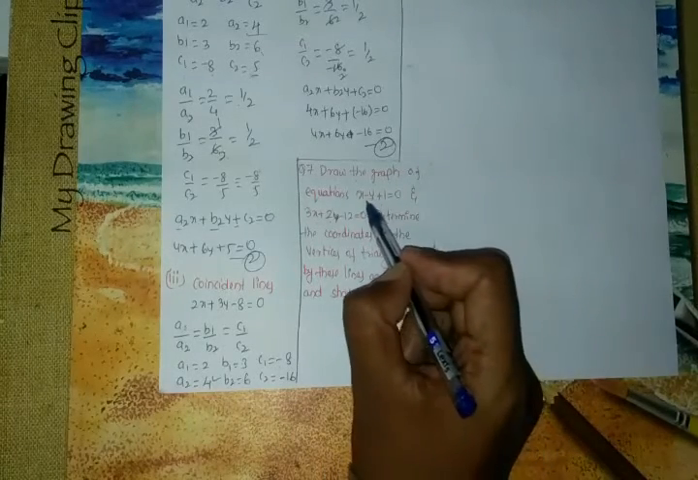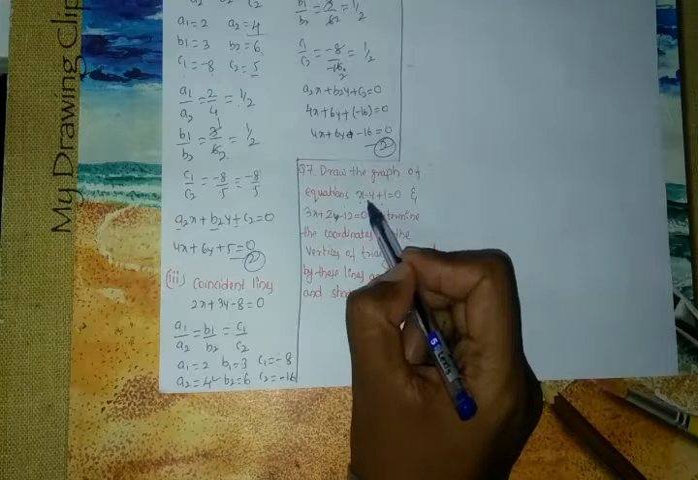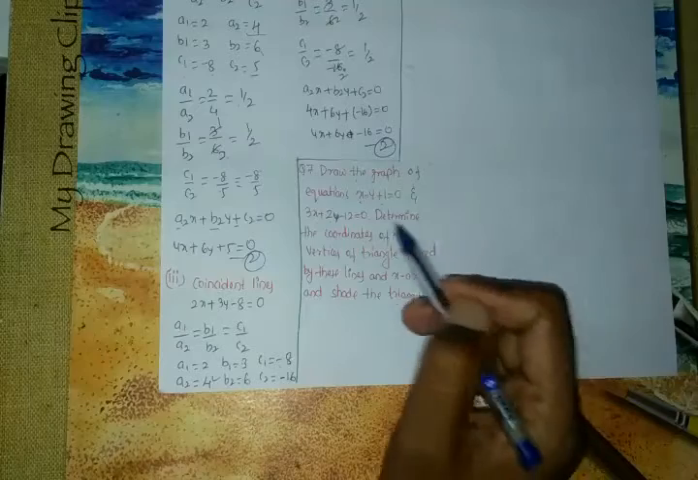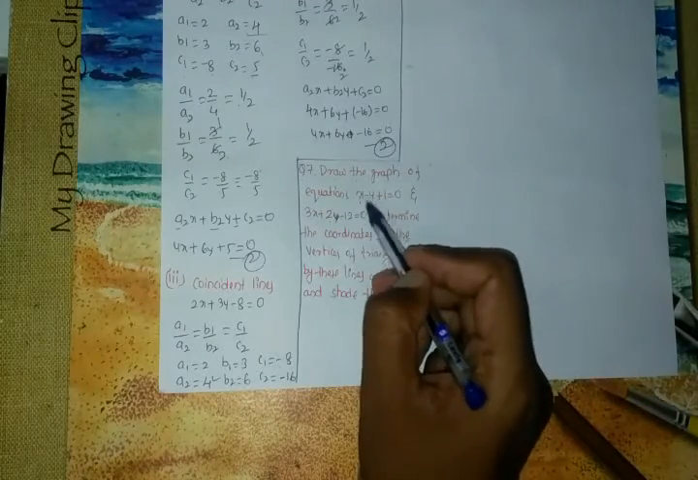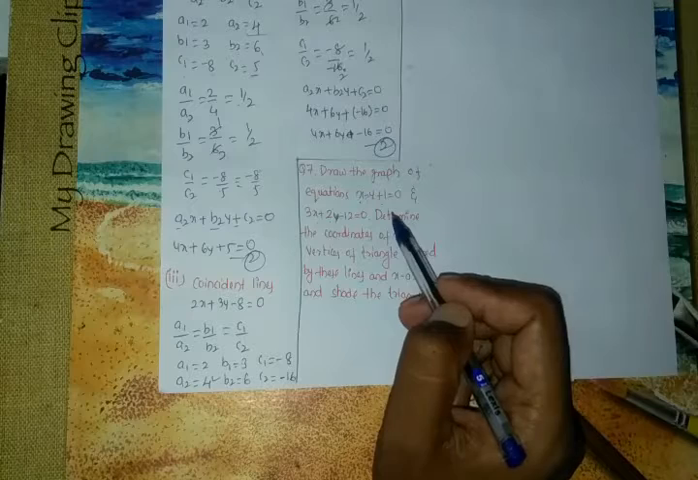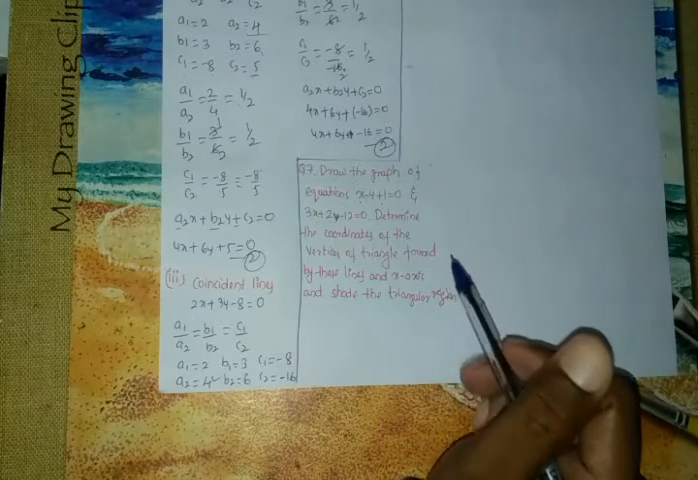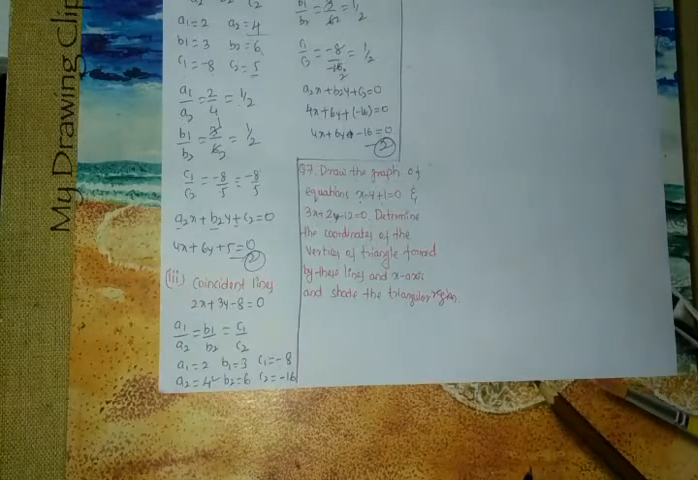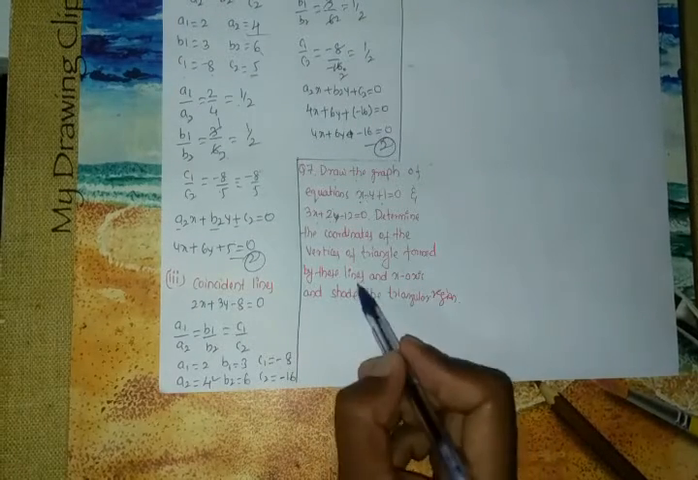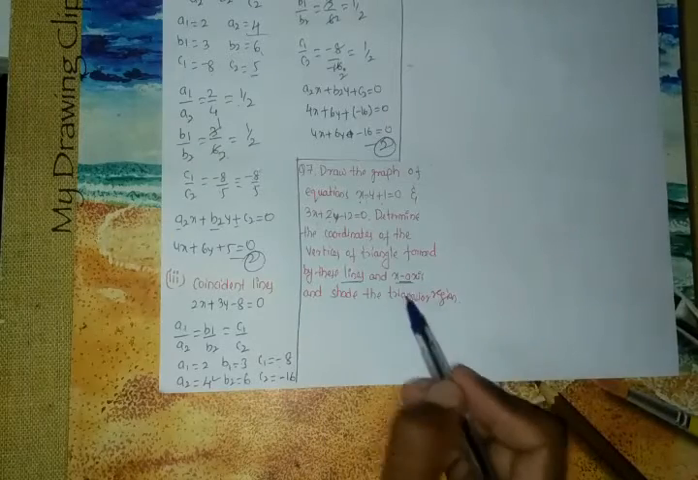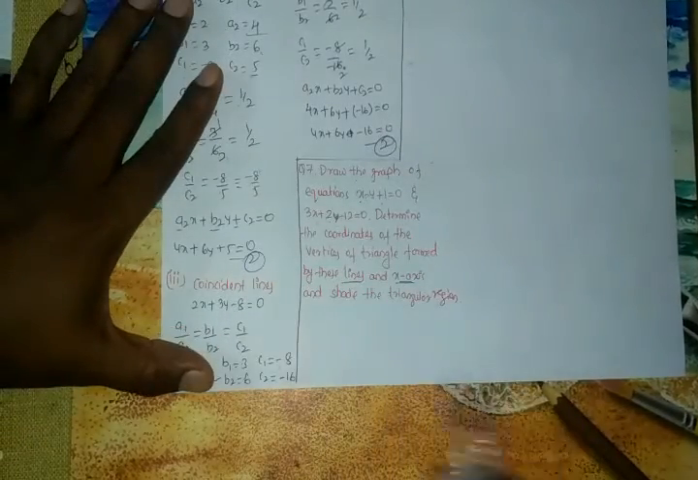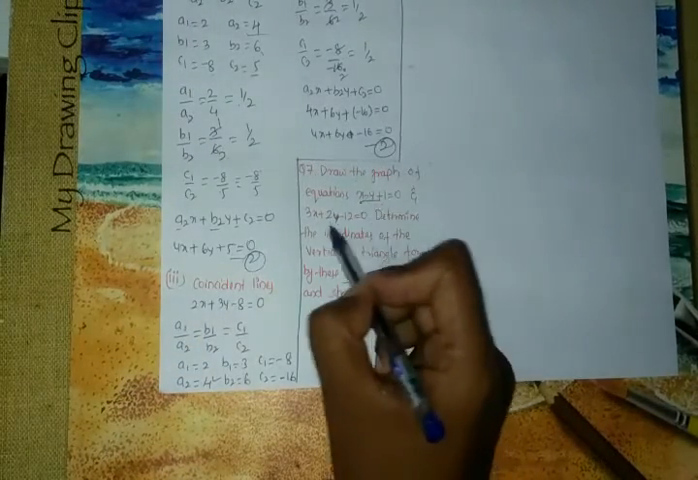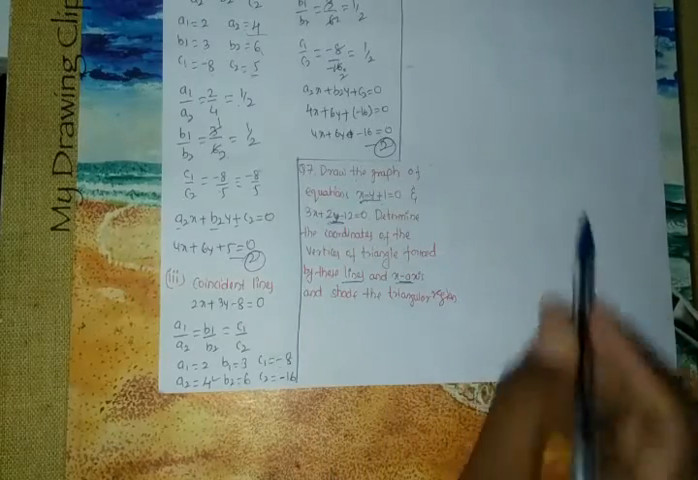Here we have been given a pair of linear equations. We have to represent these two equations on the graph. So when these two lines cut each other, they will form a triangle. So we need to find the coordinates of the vertices formed by the lines and x-axis. So let me plot these equations on the graph and I will find the coordinates.